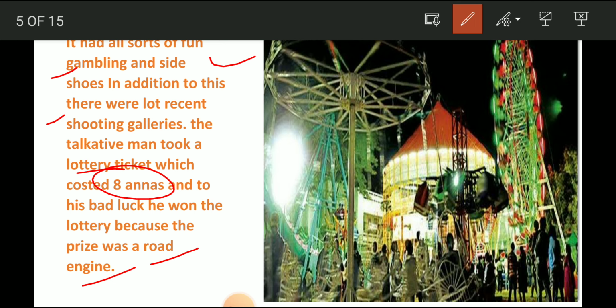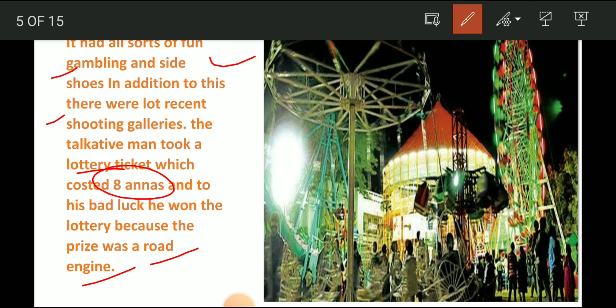Now on such short notice, he cannot carry the road engine to his house. So he talks to the owner of Gaiety land and requests him to keep the road engine in the Gymkhana grounds for a while. The showman promises him that till the season ends, they will keep this road engine here itself.